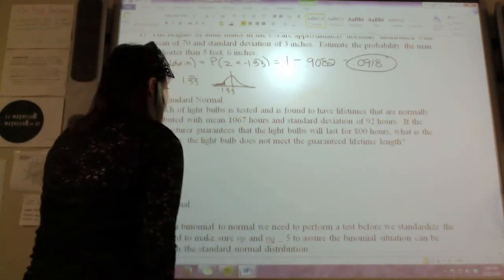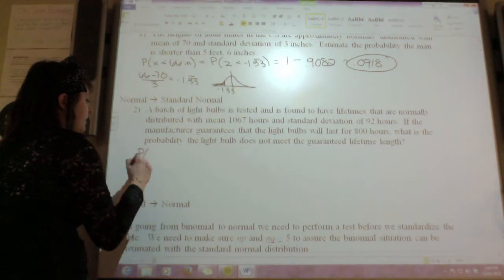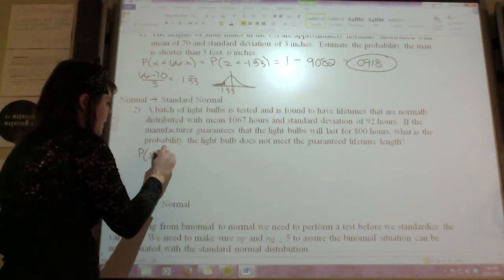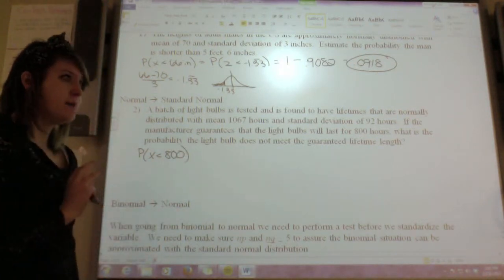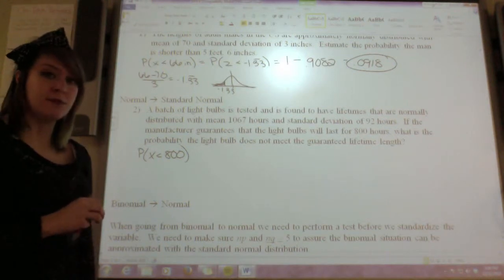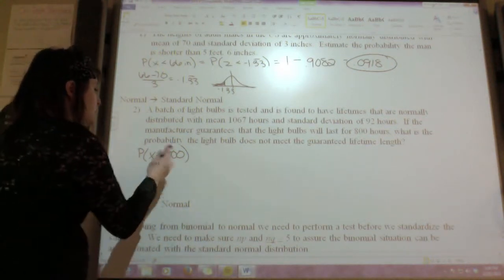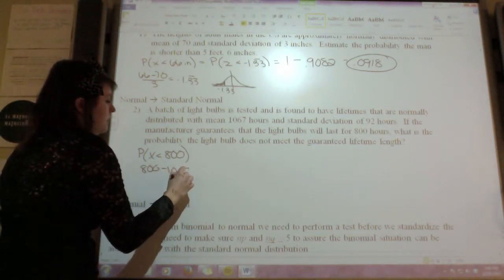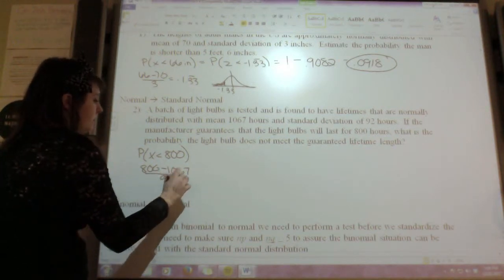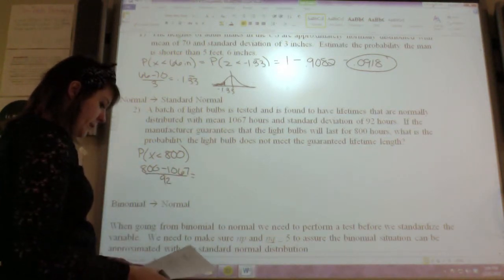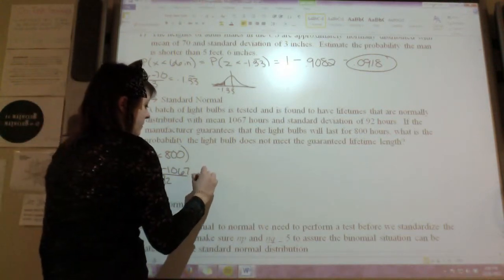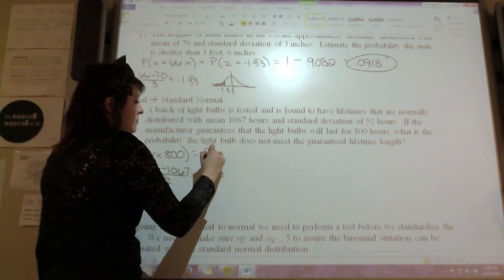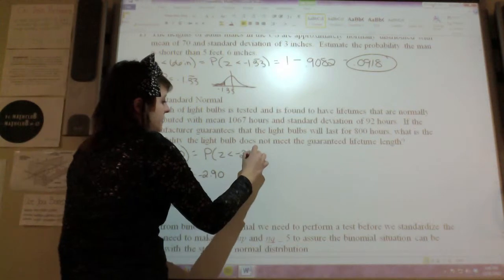So if I want to look for the probability that it does not meet the guaranteed lifetime length, that means that I'm looking for the probability that my x is less than 800 hours. So I'm looking for the fact that my light bulb is not even reaching 800 hours. Now this number here I need to standardize, so I'm going to take 800 minus the mean divided by the standard deviation, and that gives me negative 2.90. So I can rewrite this as the probability that z is less than negative 2.90.